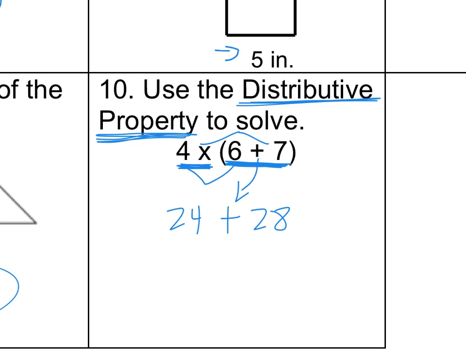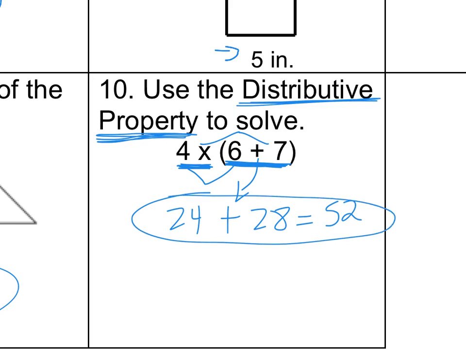So if I use PEMDAS versus distributive property, they both work, right? And so that's going to give us 52. And 13 times 4 is also going to give us 52. But this represents the distributive property because I'm distributing what's outside the parentheses to each item in the parentheses.